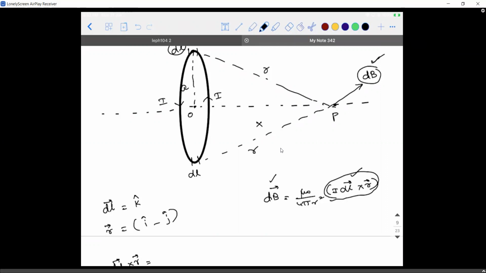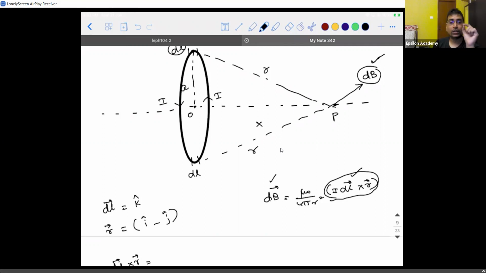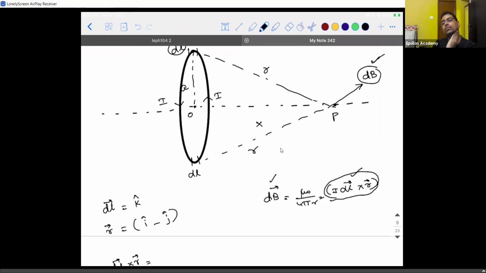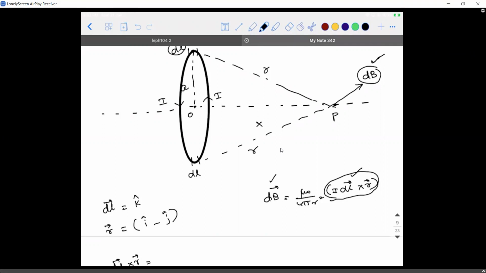Sir, can you explain how you found out r vector? What I did is I took the current carrying element as origin. At that origin, I drew the reference axis. So with respect to the reference axis, I saw in which quadrant P is lying. Okay, sir. So in this case, the bottom dl should be taken as origin. Okay, try it out. Sir, k cap cross i cap plus j cap.